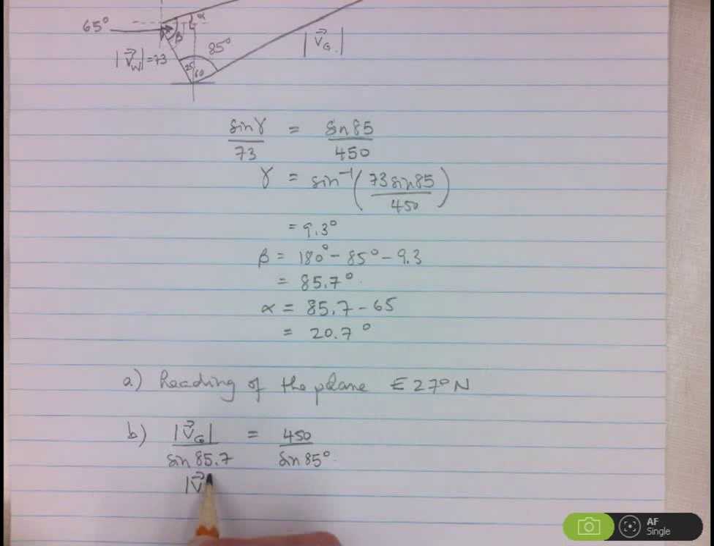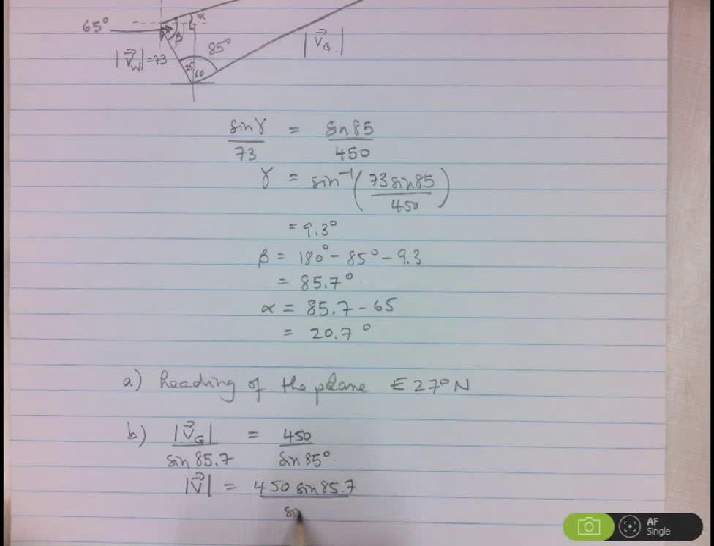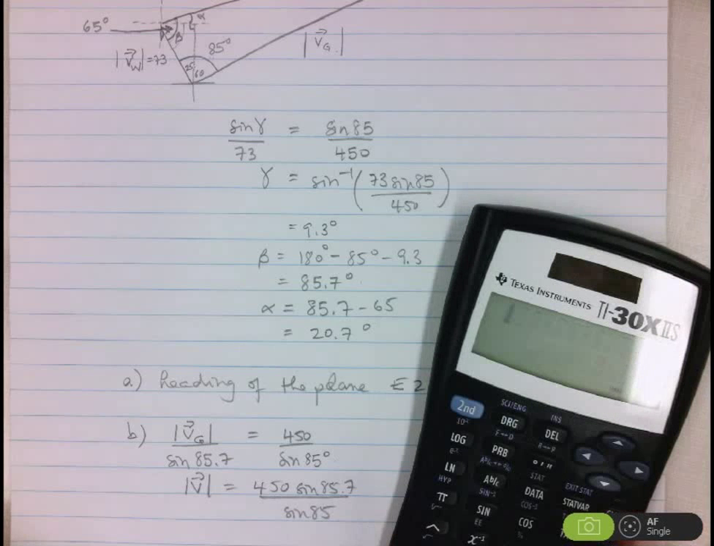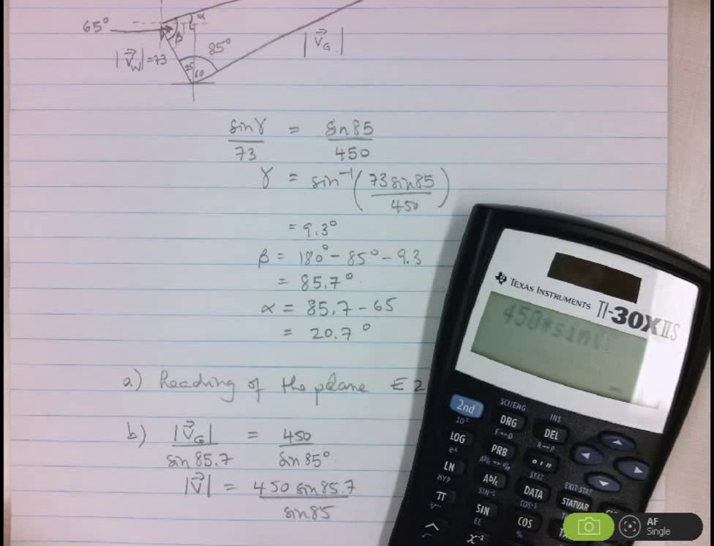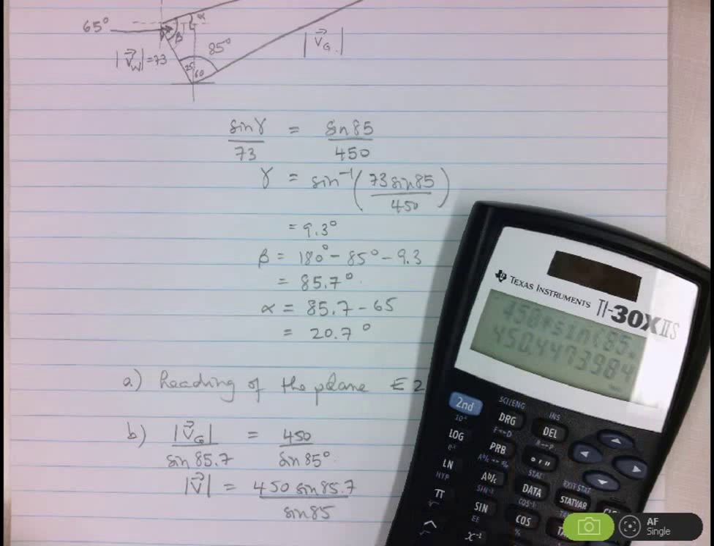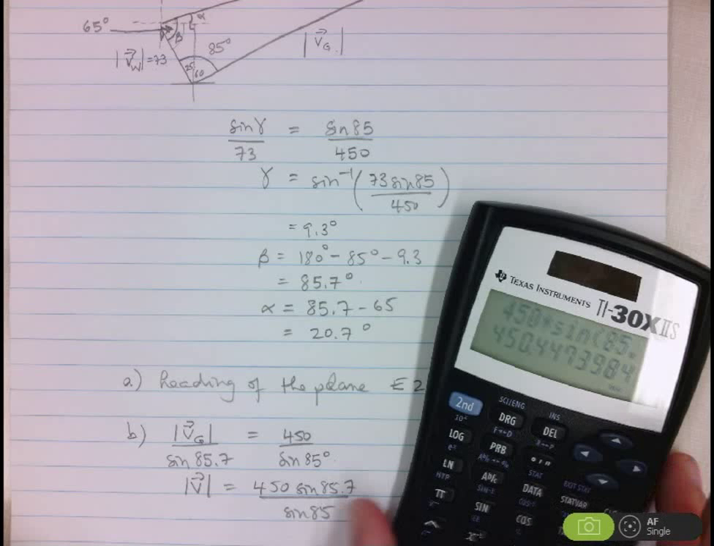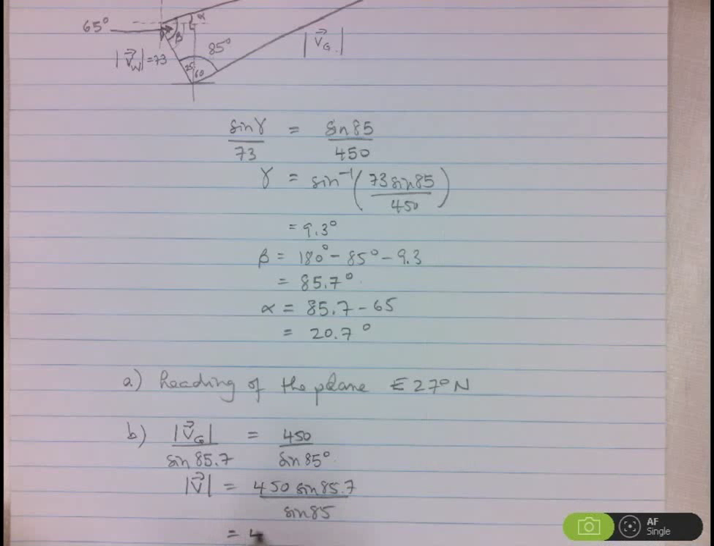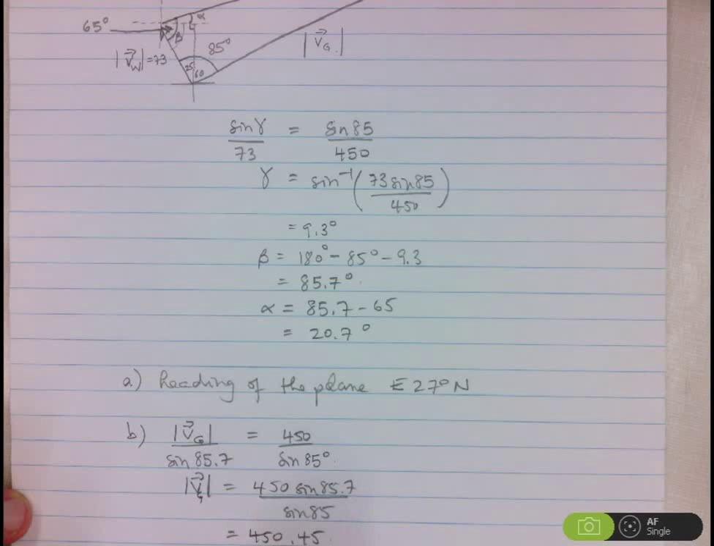So here VG is just equal to 450 times sine 85.7 over sine 85. Let's see what happens. We've got 450 times sine 85.7 divided by sine 85, and we have, not surprisingly, something very close to 450, 450.45. So here we were looking for the ground speed, which is just the magnitude of our ground velocity, so that's equal to 450.45 kilometers per hour.